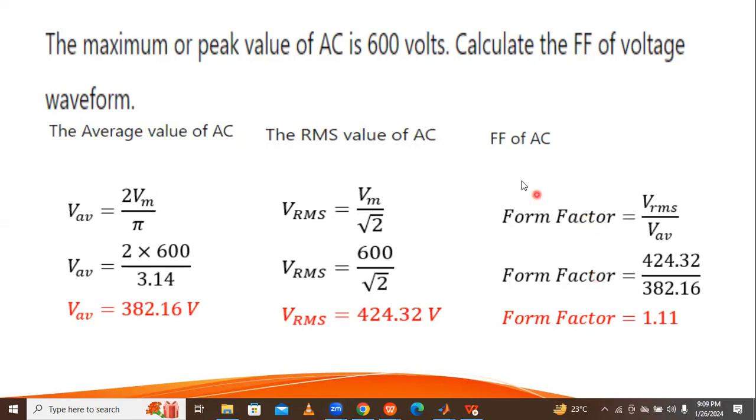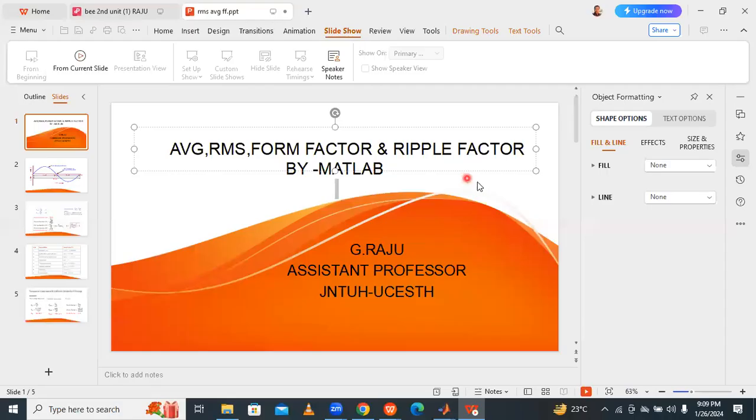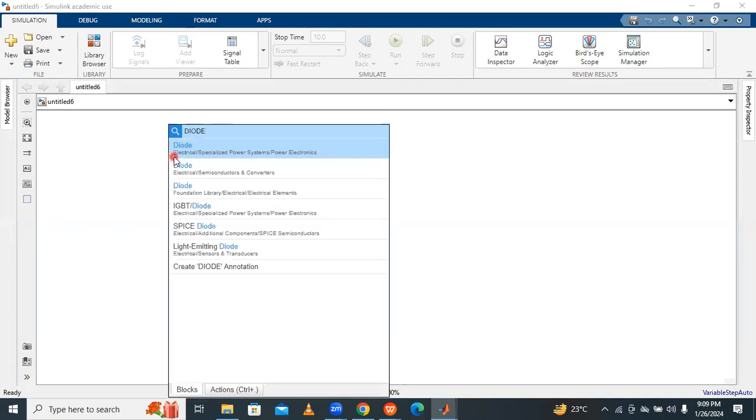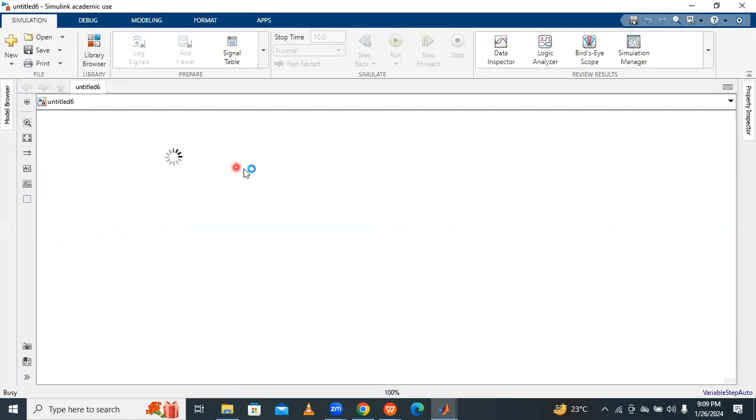We can understand MATLAB Simulink by taking one example. Open MATLAB Simulink. Take one diode and connect like a bridge rectifier. Four diodes are required in a single phase full bridge rectifier. It will take some time to get the diodes from the library.